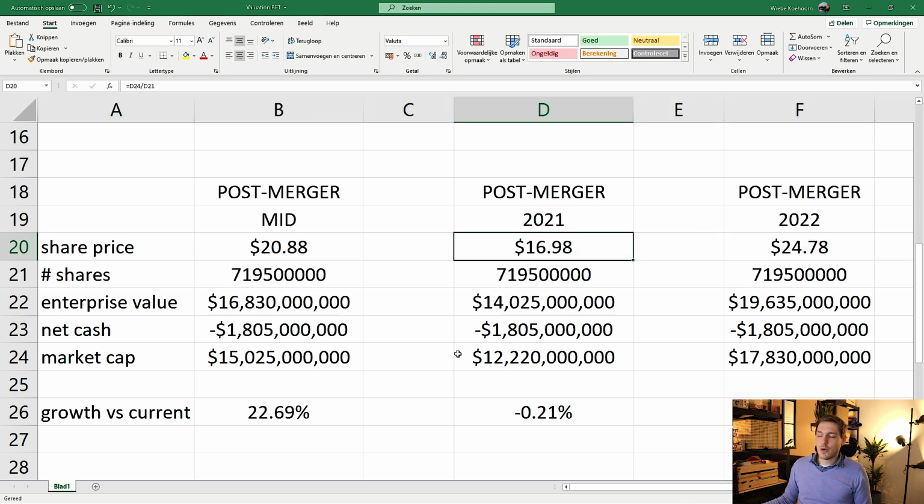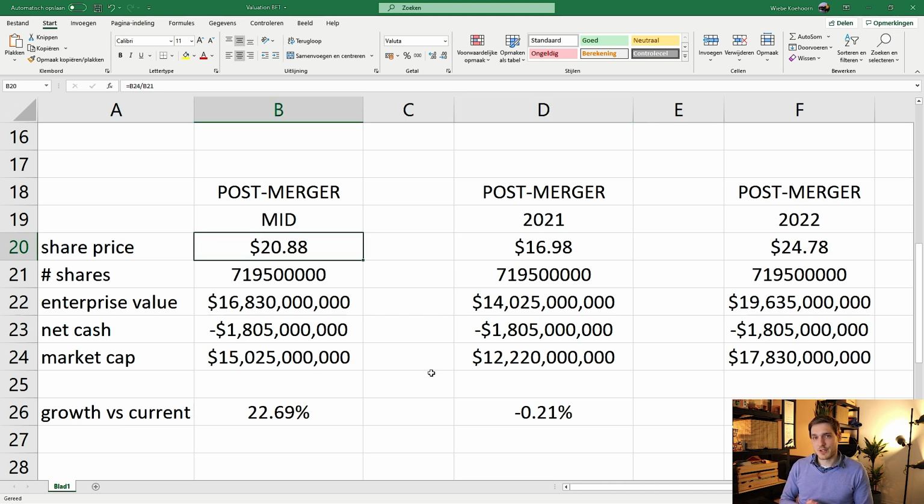So for the low end, you would arrive at a fair price per share of $16.98. For the midpoint valuation, $20.88. For the high valuation, $24.78. And that is method number 2. Okay, so those are the 2 methods that you can use to value SPACs.